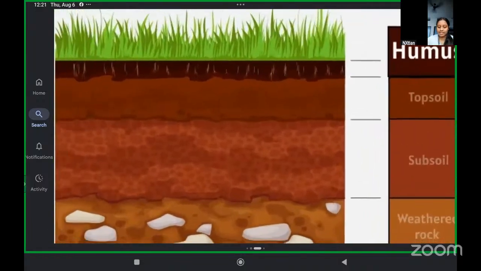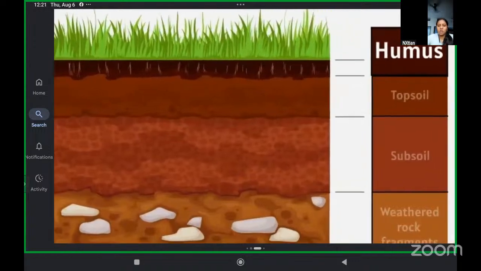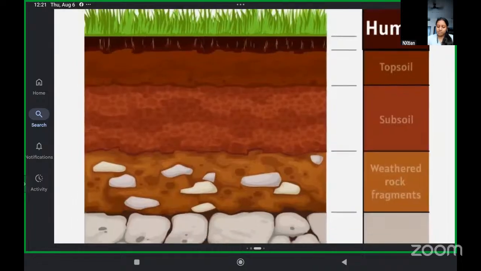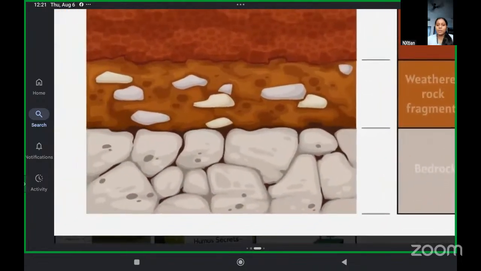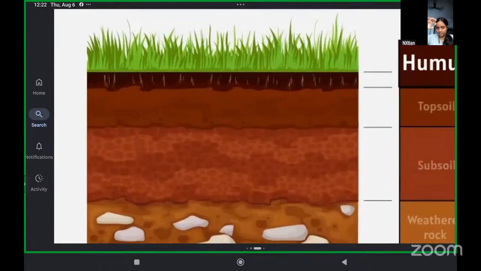So the first layer, about 6 inches or something, is known as humus. This is where the dead and decaying organisms are mixed up and it is fertile. Below that humus is topsoil, then below topsoil is subsoil. Beneath subsoil is weathered rock fragments, means small rocks. The last is bedrock, means big rocks. The last layer is big rocks, then small rocks, subsoil, topsoil, and humus. And on top, we plant the crops.